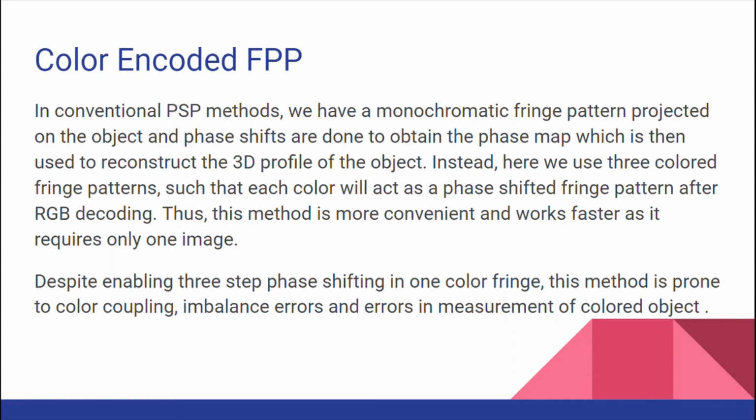Thus, color FPP imitates three-step phase shifting profilometry by projecting three separate color fringe patterns encoded in one single color fringe. By analyzing each of the color channels independently, we can find the wrapped phase map, which can then be forwarded for the subsequent processes.